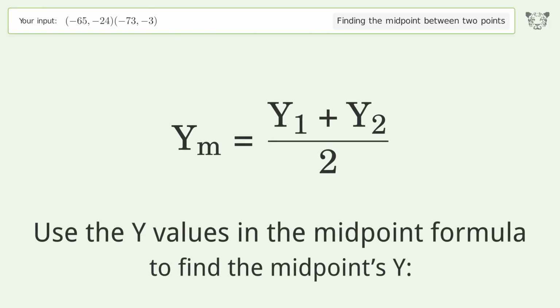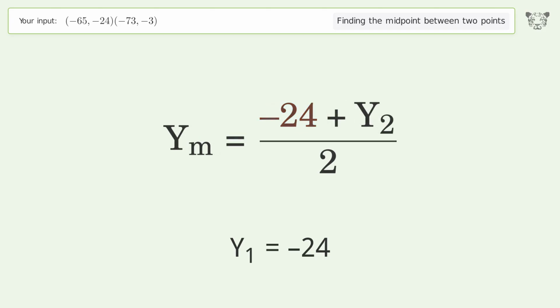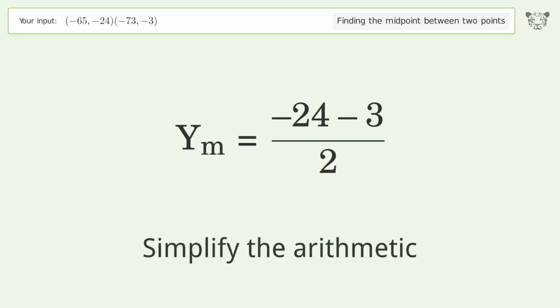Use the y values in the midpoint formula to find the midpoints y. y1 equals -24. y2 equals -3. Simplify the arithmetic.